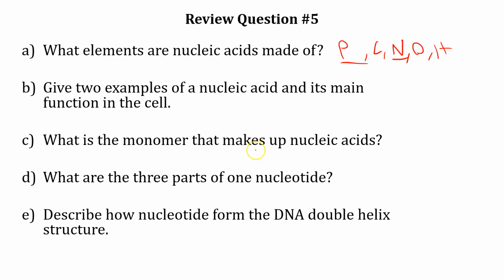Okay, so it's the presence of nitrogen and phosphorus which makes the nucleic acids a little bit unique. Examples of nucleic acid and the main function in the cell: we've got DNA and we've got RNA. DNA stores information. RNA helps make proteins.